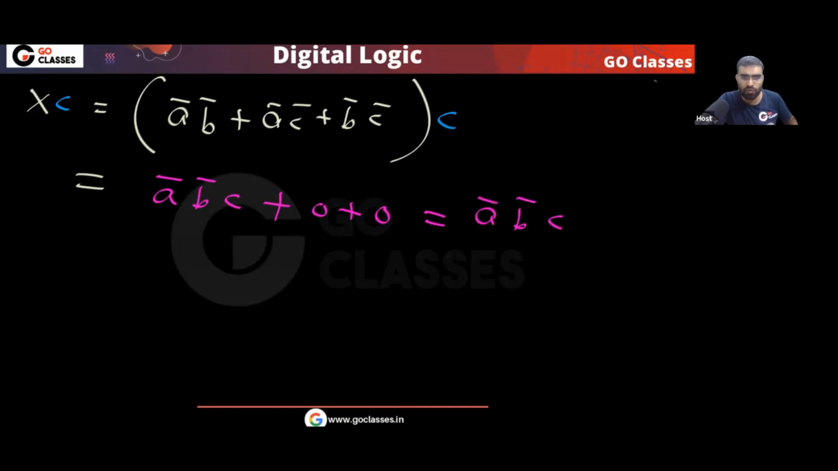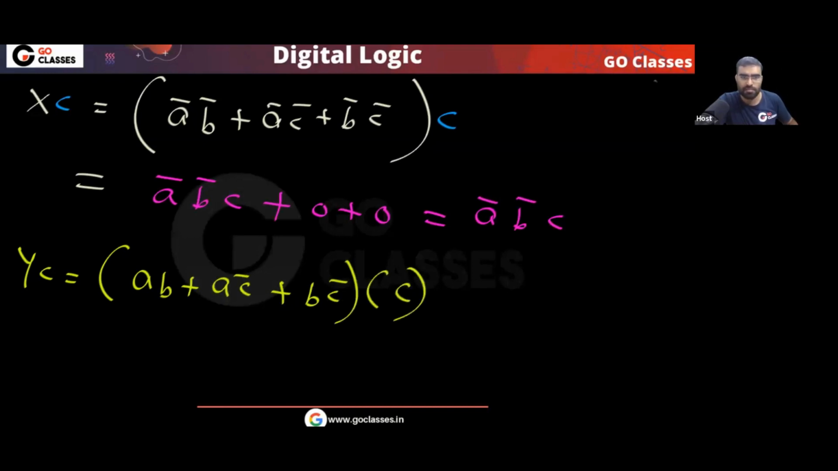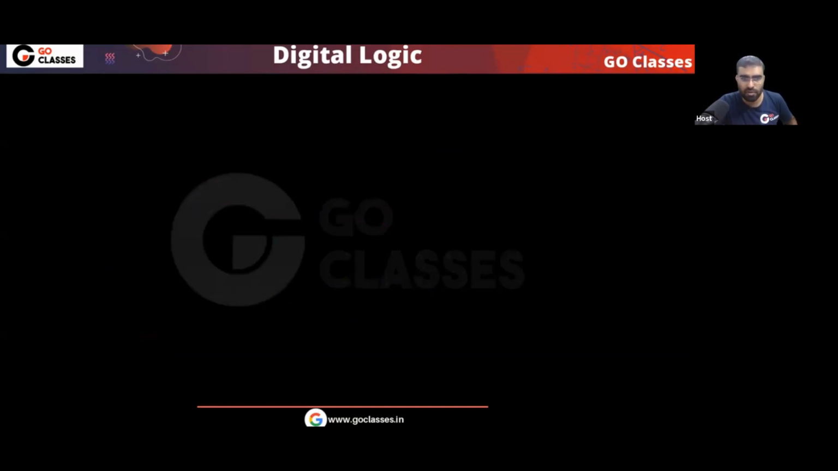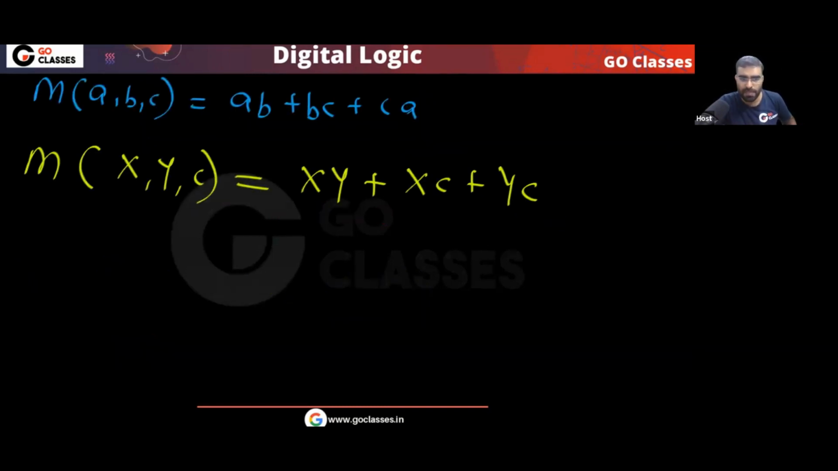Okay, let's find out what yc is. Your y is ab or ac bar or bc bar, multiplied with c. If you multiply this y with c, you are going to get abc. So we found everything. We found xy. We found yc is abc.